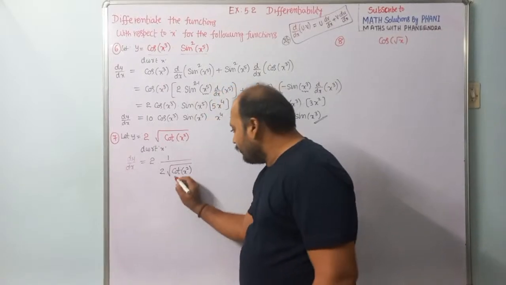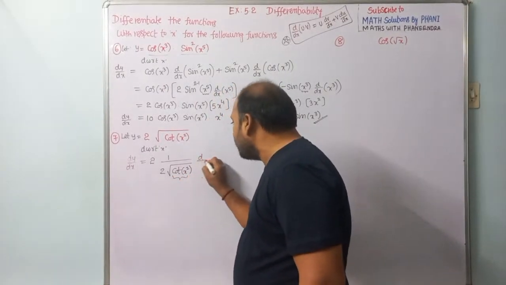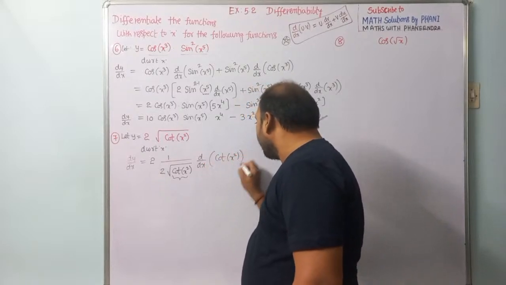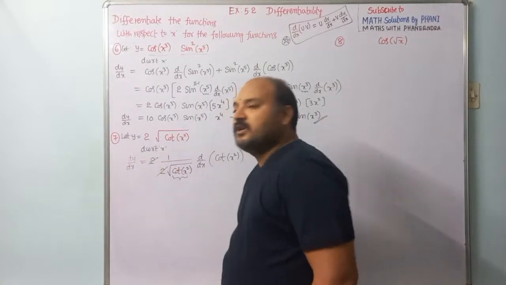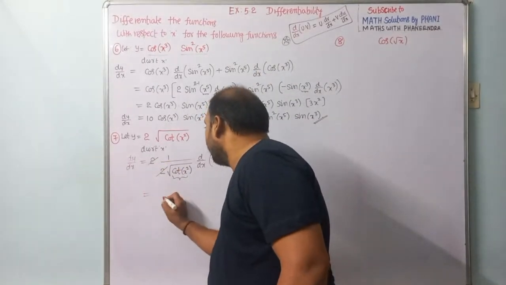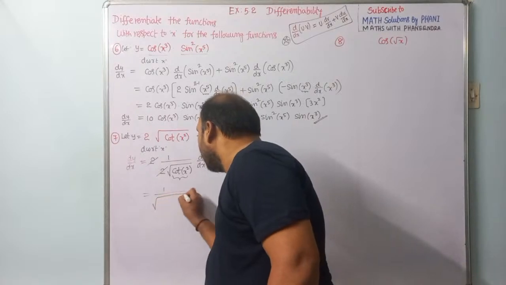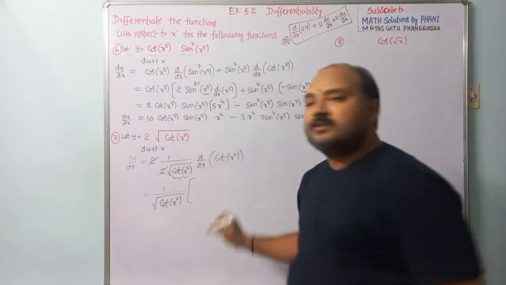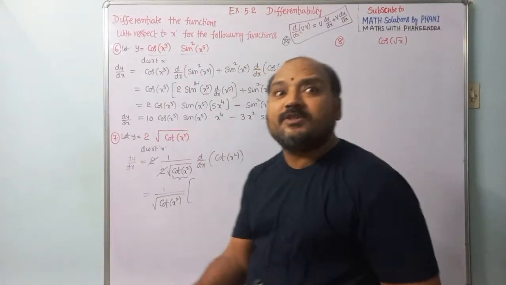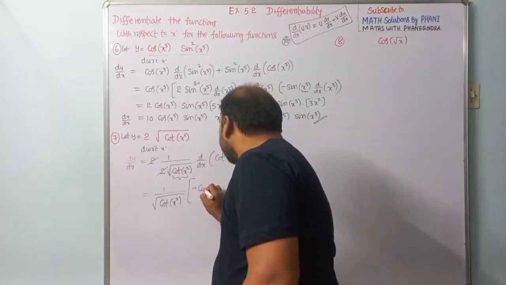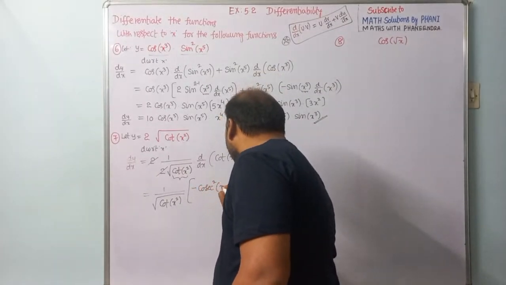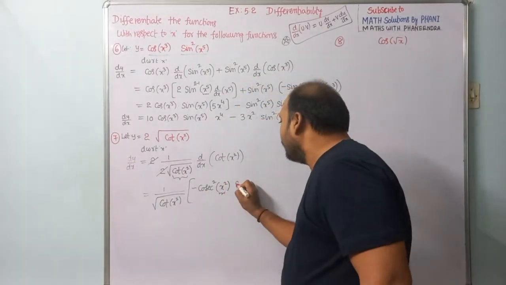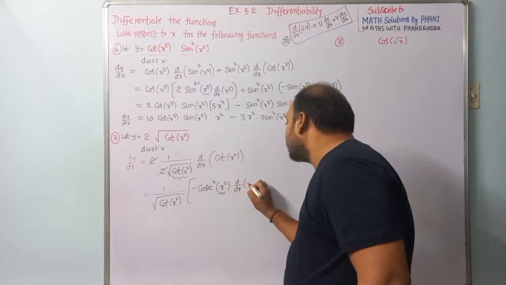Again, what we have to do? This function is involved, no? That we have to differentiate, d by dx of cot x square. So here 2 gets cancelled, which is equal to 1 by root over cot x square into d by dx of cot x, minus cosecant square x, minus cosecant square of x square. Again this function you have to differentiate, d by dx of x square.